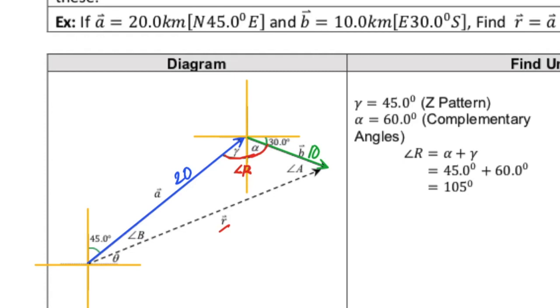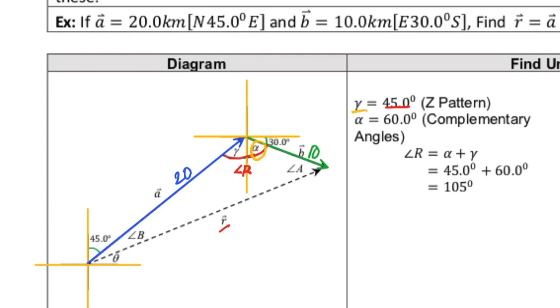First of all, let's take a look at this angle gamma. Now, we know that that is 45 degrees. How we know that's 45 degrees has to do with the Z pattern. And in case you're unclear what I mean by the Z pattern, let me literally highlight it for you. There's the Z pattern right there. Maybe I'll highlight it even more intensely. There, there, and there. This angle and that angle. There's your Z pattern. So we know that gamma is going to be 45 degrees.